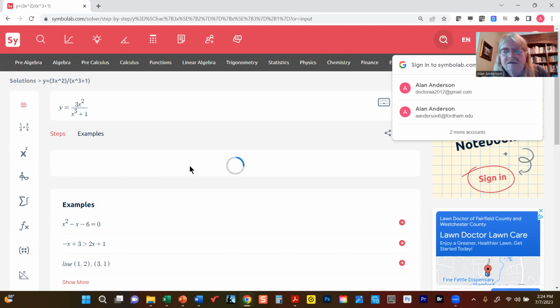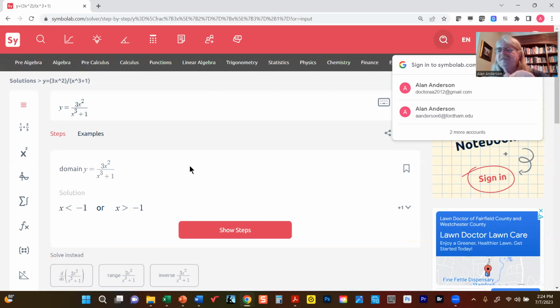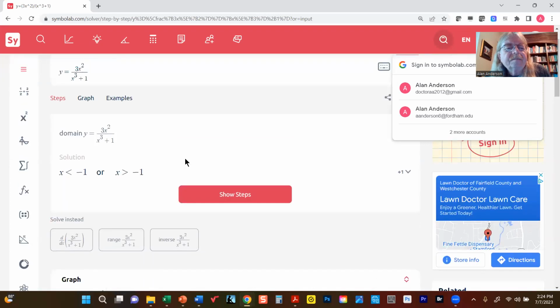Every once in a while, I've had this experience with Symbolab. It kind of gives up. It comes back and says these steps are not supported or something like that. I mean, there's a limit to what it can do. Like I said, it's a free package. It's not exactly Mathematica, but it does a good job for the most part.